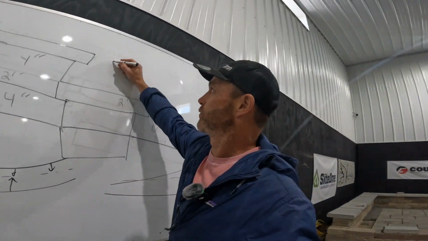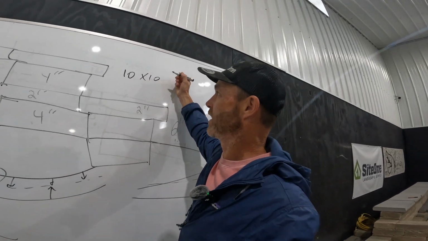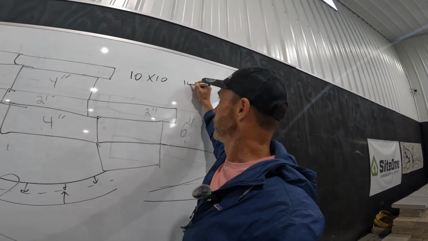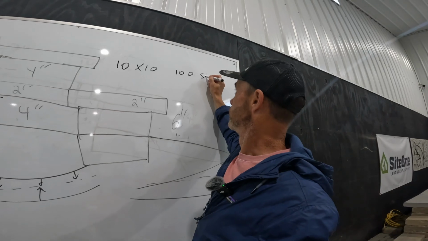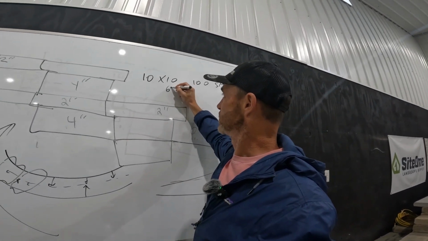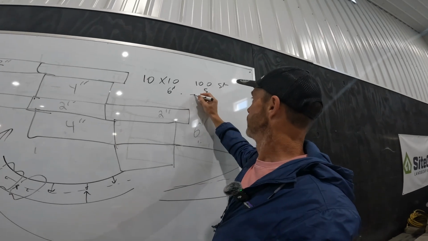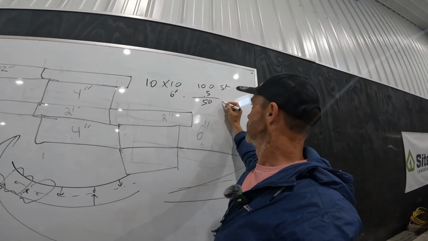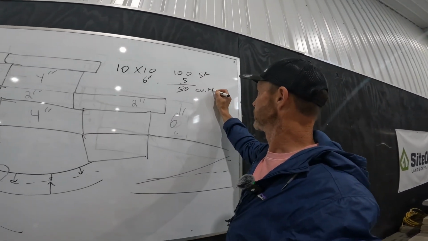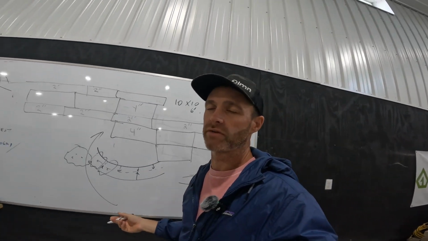So for example's sake, if we have a 10 by 10 patio, that's 100 square feet, right? And so if we're going 6 inches deep of base, we'd multiply that times 0.5. That's 50 cubic feet of material, at 27 cubic feet per yard.